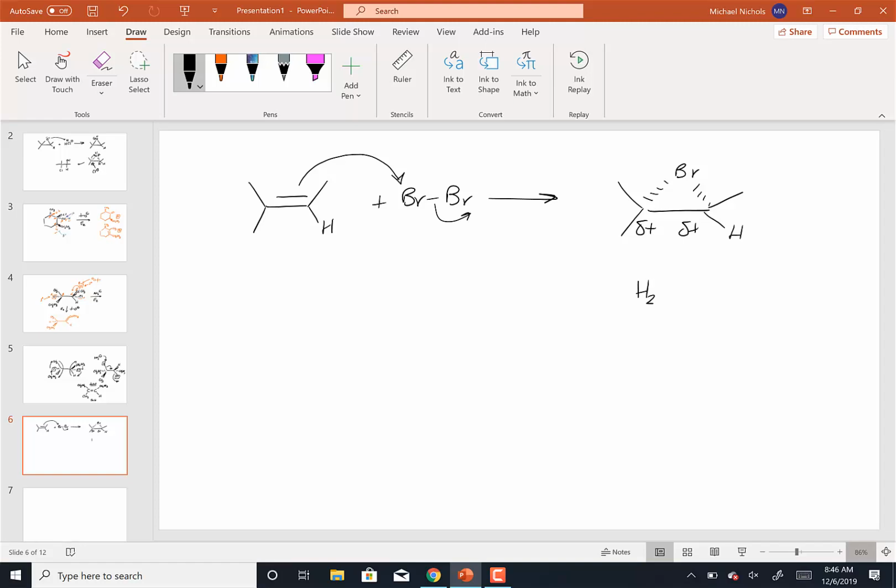Step two then is to take the water and have it attack one of the two delta positive carbons. The water is going to attack the carbon that has the most delta positive charge, which is the carbon that is most substituted, right? So then the water comes in, the bromine then moves over to the other carbon. So that's going to give me the oxonium ion down here.